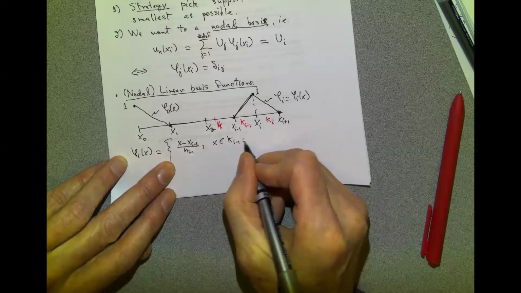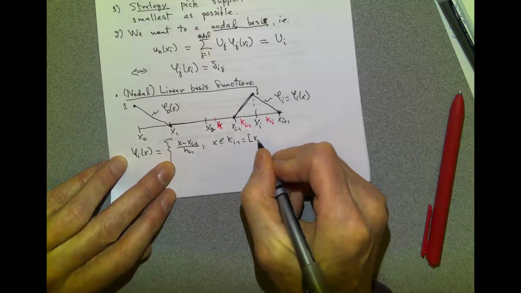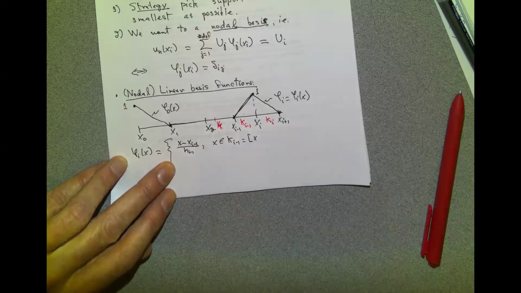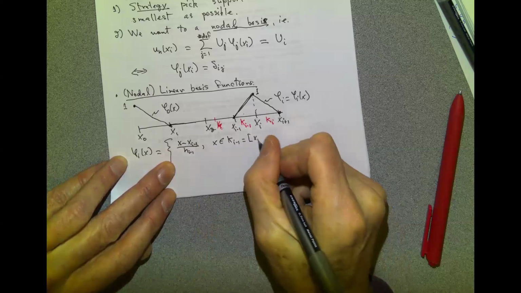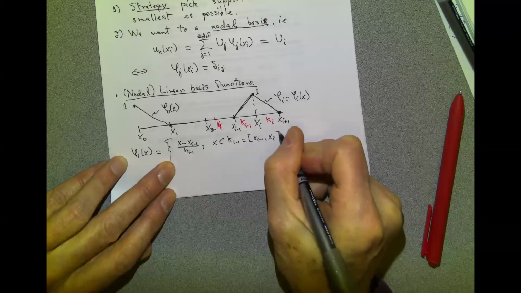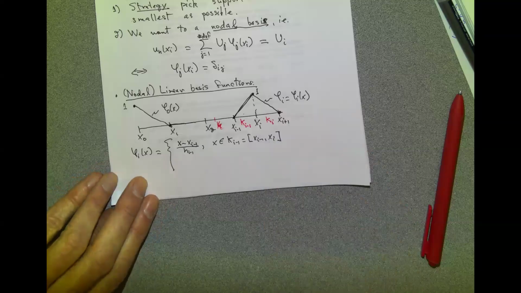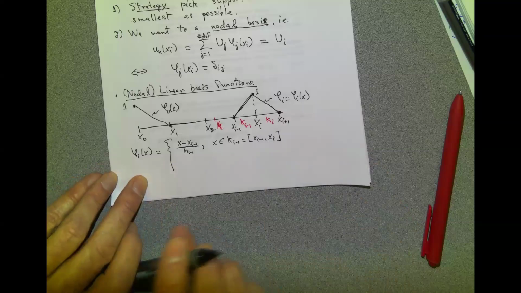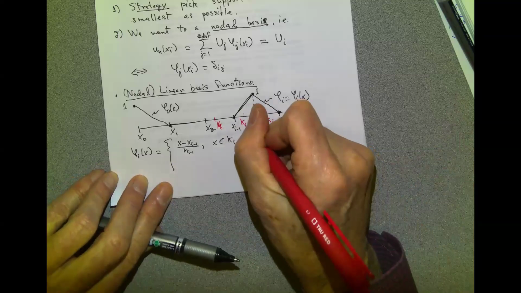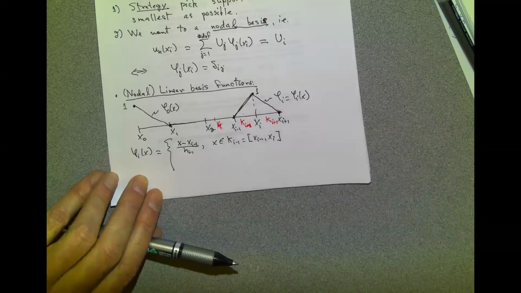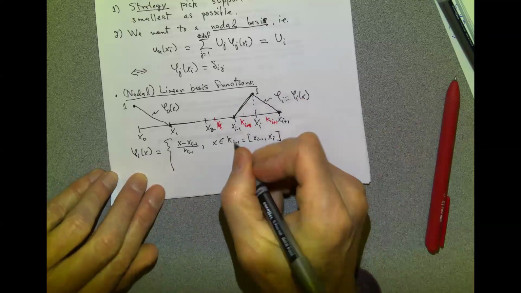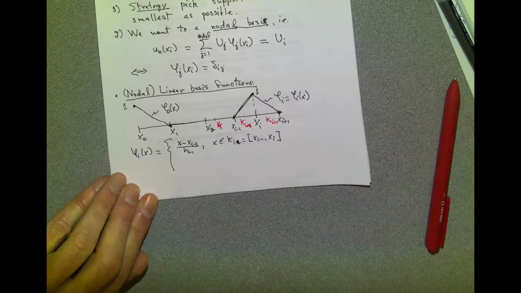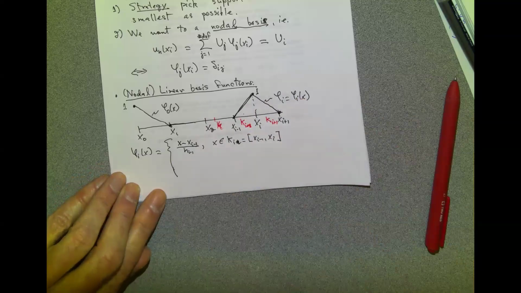Recall that this element is equal to xi minus 1, xi. Is it that? Actually, it's wrong. This is the element ki, and this is ki plus 1. This is wrong. So this is ki over here. And then I would have exactly the same thing on the other element, but with a different sign.